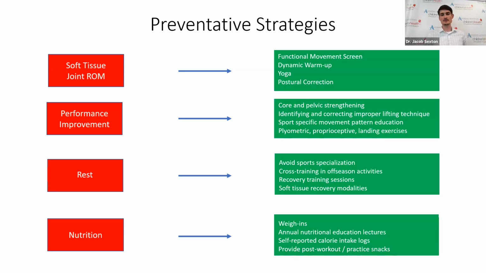You might need to do weigh-ins with your athletes. Should they be putting on a little bit more weight when you're expecting? Annual nutrition education lectures with the athletes, self-reported calorie intake logs, and have the schools provide post-workout, post-practice meals, because some of those kids are not going to eat. Try to give them something.